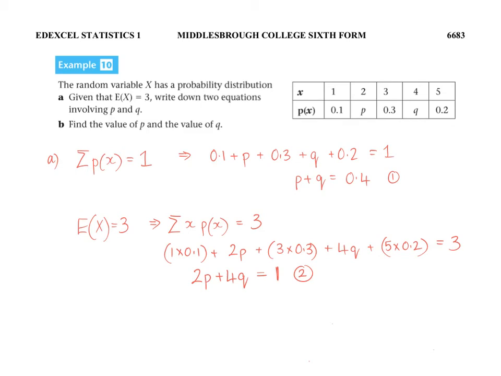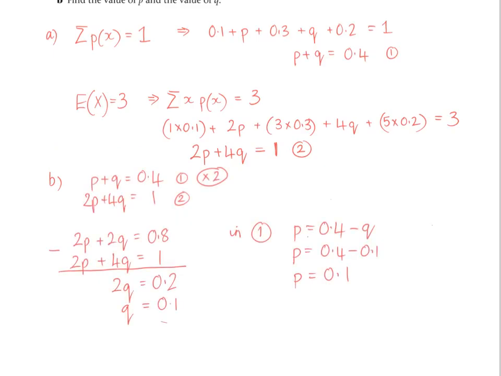Okay, so we've got two equations involving P and Q, and then for part B, what I'd like you to do is solve them simultaneously. So going back to what we've done in C1, you've got two equations, two unknowns. I multiplied the first one by 2 and then solve simultaneously, so we get the two values of P and Q. 0.4 minus 0.1 is actually 0.3. Thank you very much.